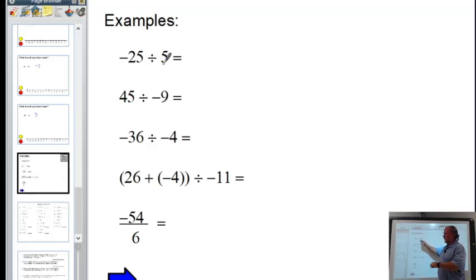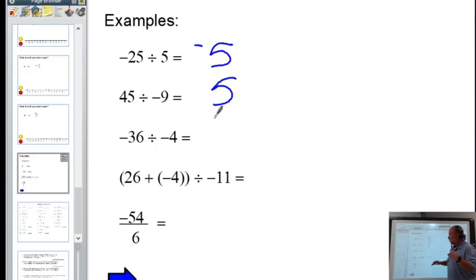So here I've got 25 divided by 5. Well, 25 divided by 5 gives me 5. How many negatives do you see? 1 negative. So my answer is negative. 45 divided by 9. Well, that's 5. How many negatives do you see? 1. So it becomes negative. 36 divided by 4. 9. How many negatives do you see? 2. So those 2 negatives make a positive.